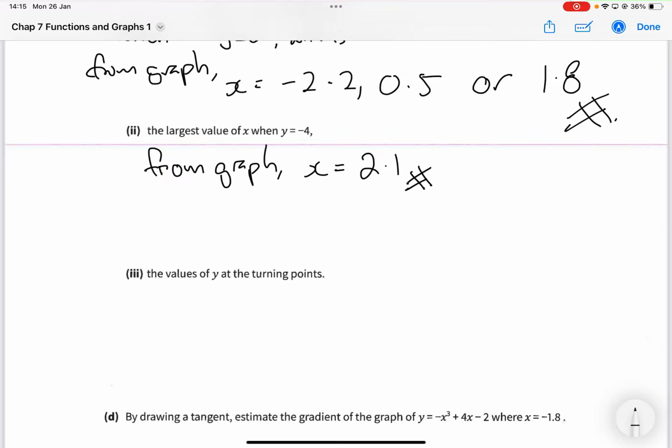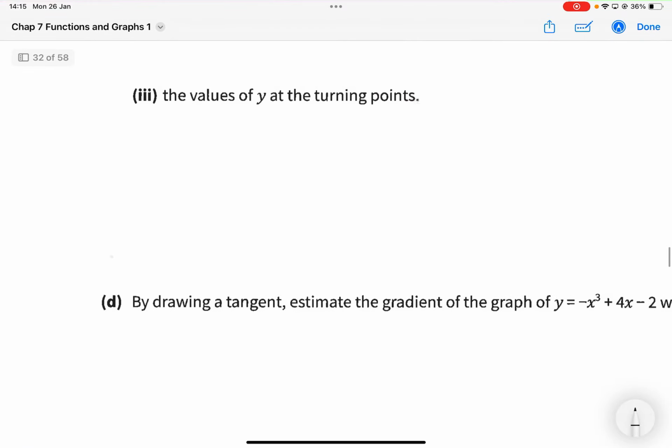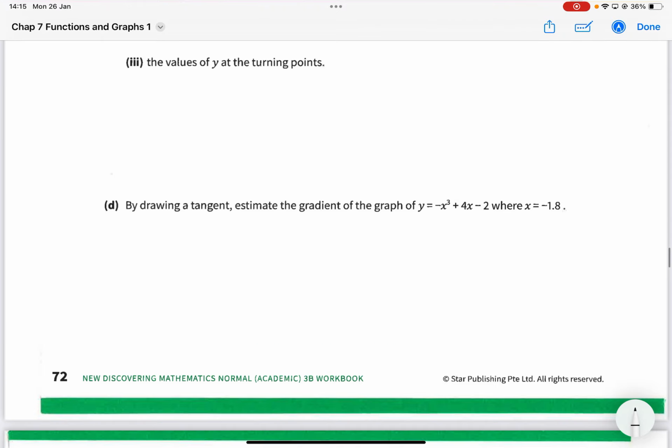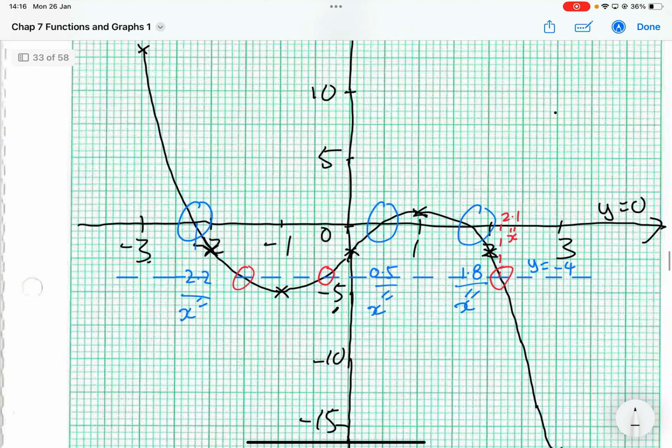Next, they want the value of y at the turning point. Where are your turning points? Okay, can you see that your graph at first goes downward, then it goes upward, then it goes downward. So when it goes downward, it must turn. When it turns, then it will go upward. So this is the turning point. And then when it turns downward, this is your turning point again. Okay? So depending on the graph that you draw, for mine the turning point is at y equals -5 for this one.